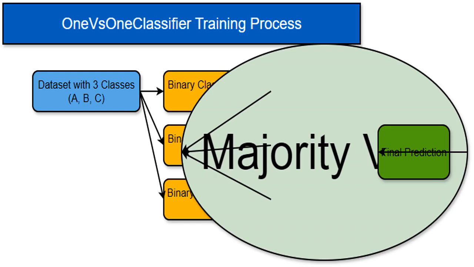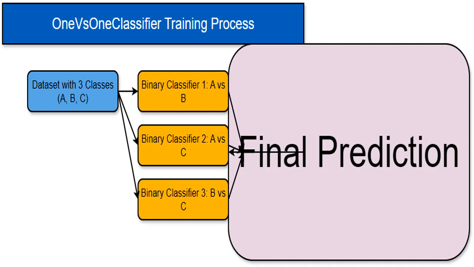After each of the three classifiers makes its prediction on a data point, a majority vote decides the final category. Imagine each classifier casting a vote for either A, B, or C. The class with the most votes wins. The final prediction is simply the result of that majority vote. If two classifiers vote for A and one for B, the algorithm assigns the data point to category A. This is our final classification decision.